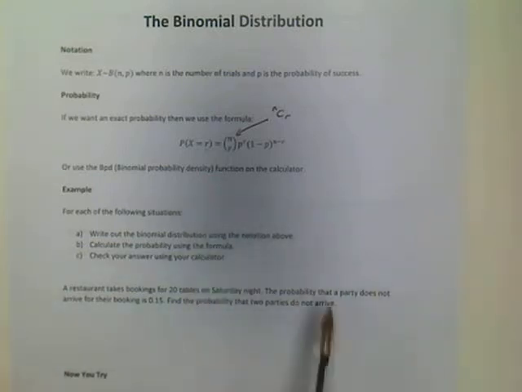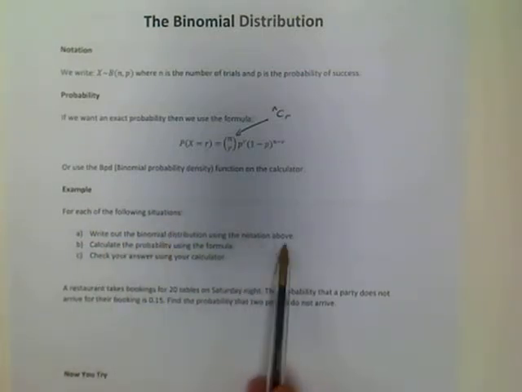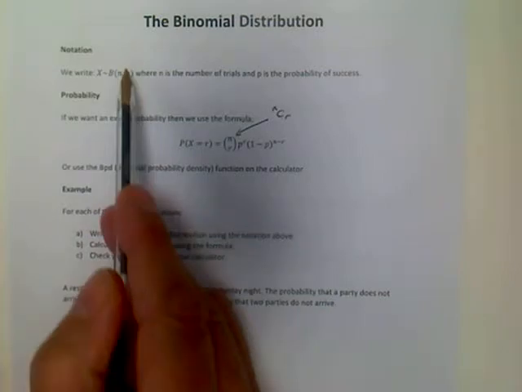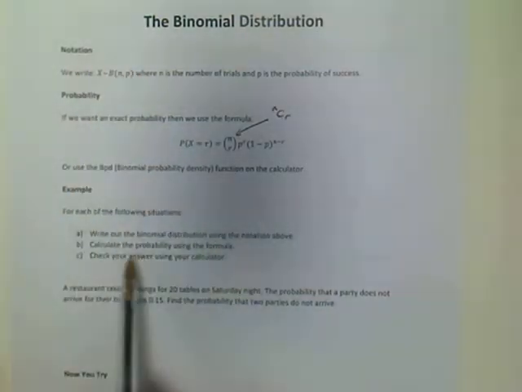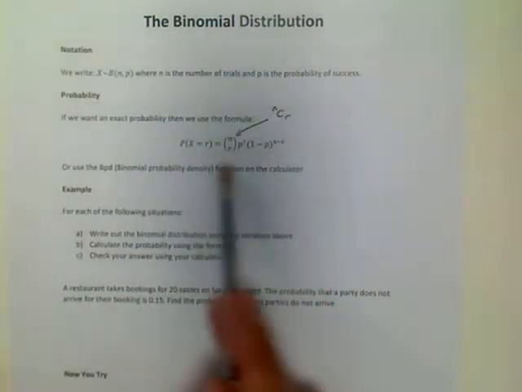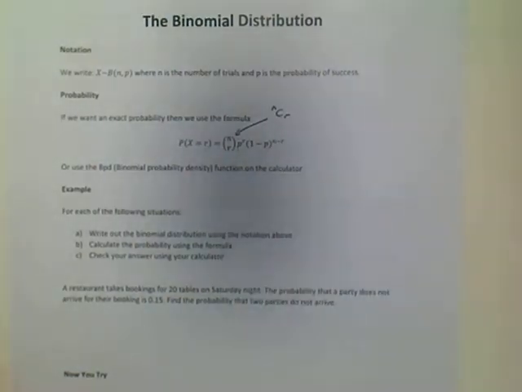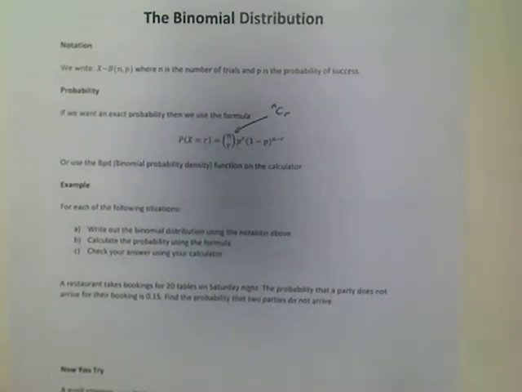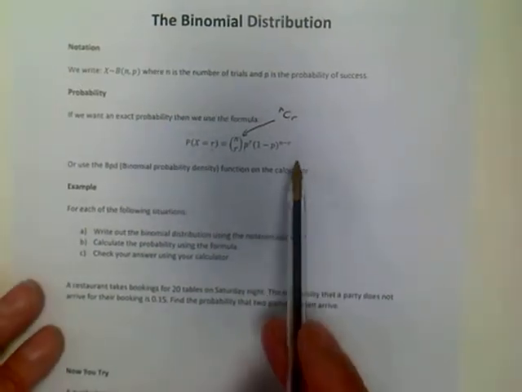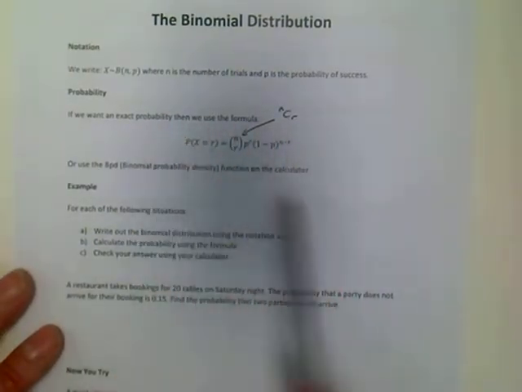Okay, so let's dive into this example. For each of the following situations, write out the binomial distribution using the notation above. So this is asking us to write in this form here. Calculate the probability using the formula. So we're going to do the calculation using that method, and then check your answer using the calculator.